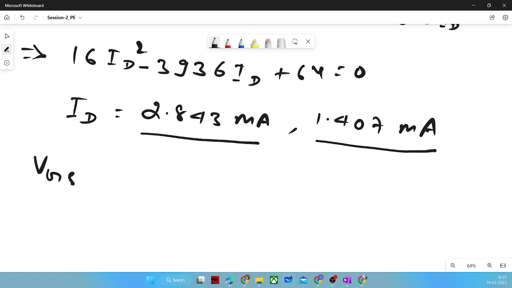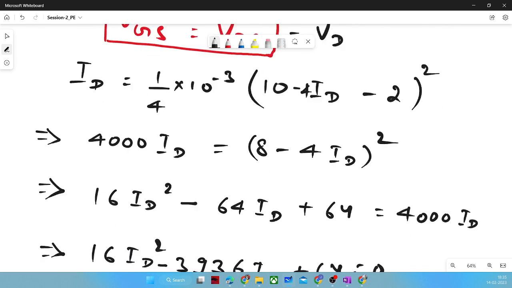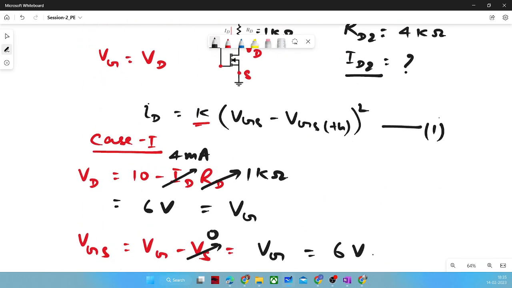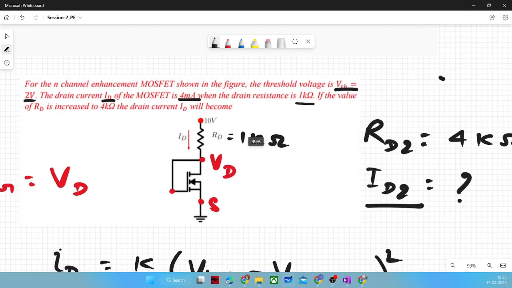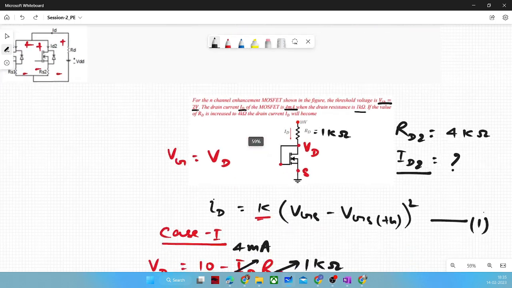So VGS is nothing but VDS, which is nothing but VD. I am writing this equation based on the given circuit, that is, the gate is shorted with the drain. So let me bring back the circuit. So VD is equal to VG and VS is 0. So VDS is equal to VGS. So from this circuit, I am writing all that equation.